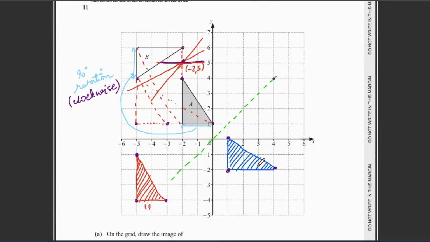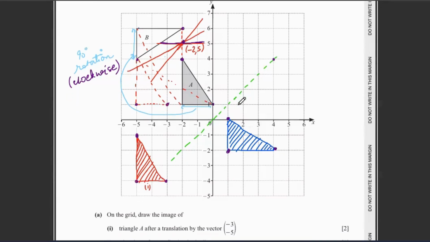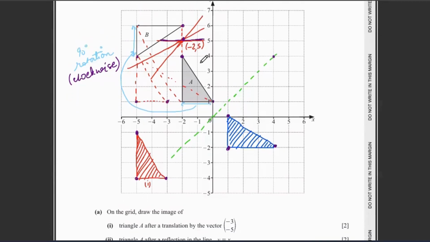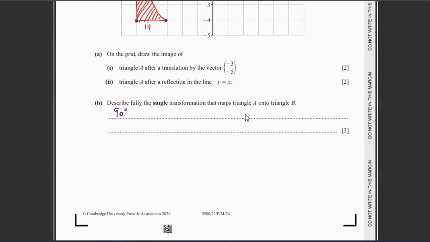You can basically do this using tracing paper, that will help you. But if you don't have tracing paper, you can do it with this method. So we can write: 90-degree clockwise rotation, and point of rotation is (-2, 5).